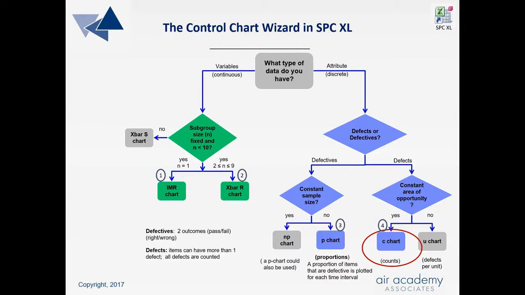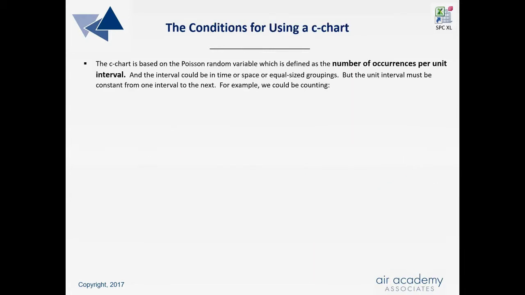Now, under what conditions can we use a C chart? First of all, the C chart is based on the Poisson random variable, which is defined as the number of occurrences per unit interval. That's a very important term that we will refer to as we go through using a C chart. And anytime we use a C chart, we should be able to identify what an occurrence is and what a unit interval is. The unit interval could be in time, or it could be space, or it could be equal size groupings, but the unit interval must be constant from one interval to the next.